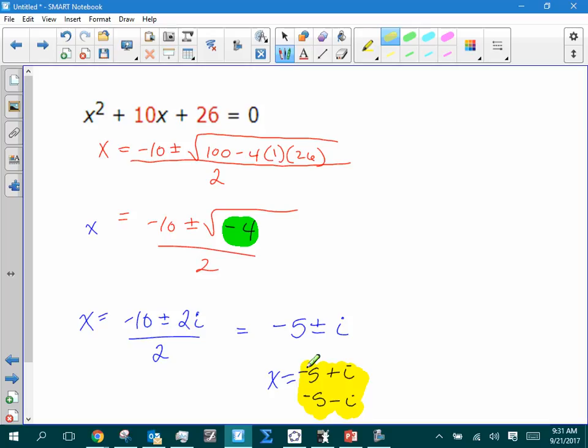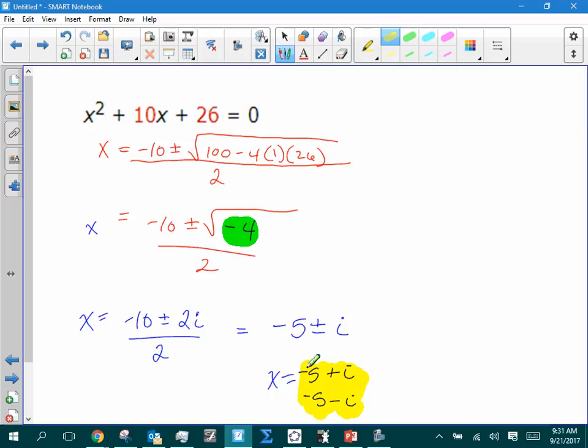If we think about this, you guys know that this is a parabola, right? The fact that I get those answers, negative 5 plus i and negative 5 minus i, what does that tell me about my parabola? Yeah, it has no real roots. It has no real x-intercepts. It doesn't cross the x-axis. Those are all similar ways of saying the same thing.